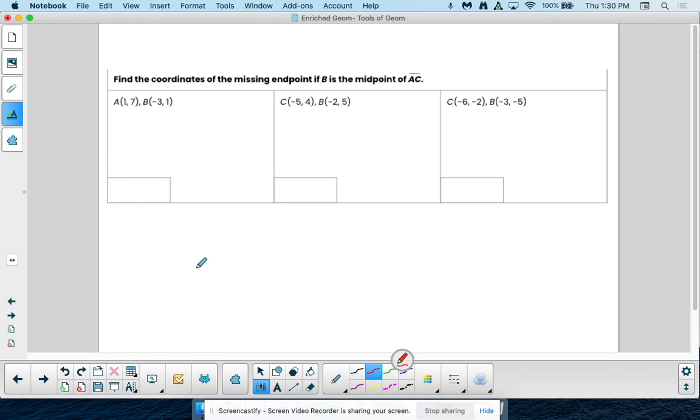So this one says find the coordinates of the missing endpoint if B is the midpoint of AC. How it's different: you're given one endpoint, the midpoint, and you're looking for the missing endpoint, okay? So let's start with a picture on this one. I like to do it vertically. So I'm going to draw my segment like this, and then label it. I'm going to put A right there, B is my midpoint, and here C.